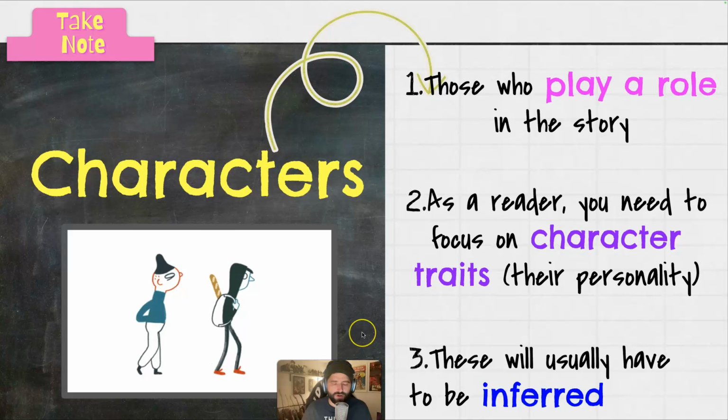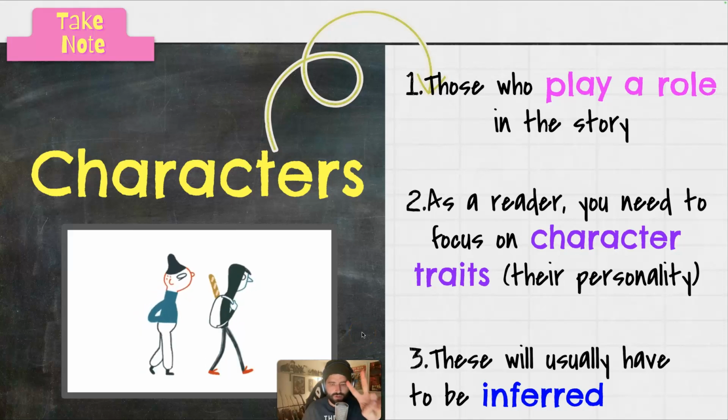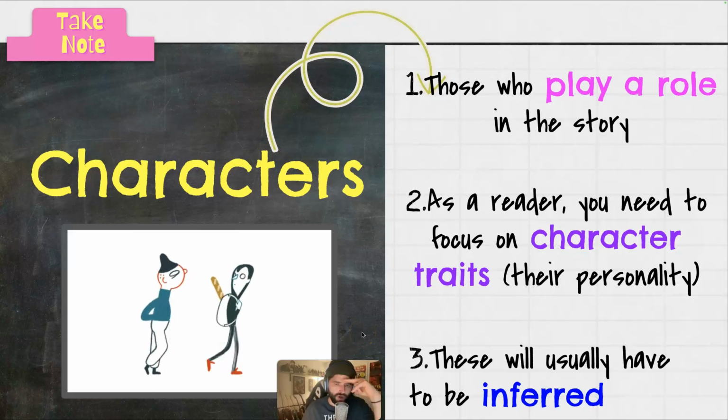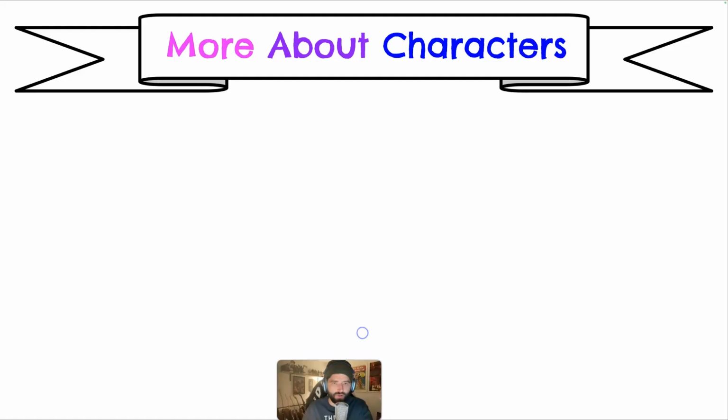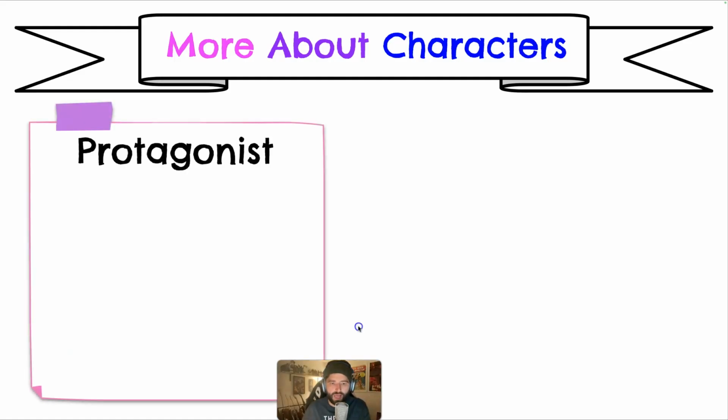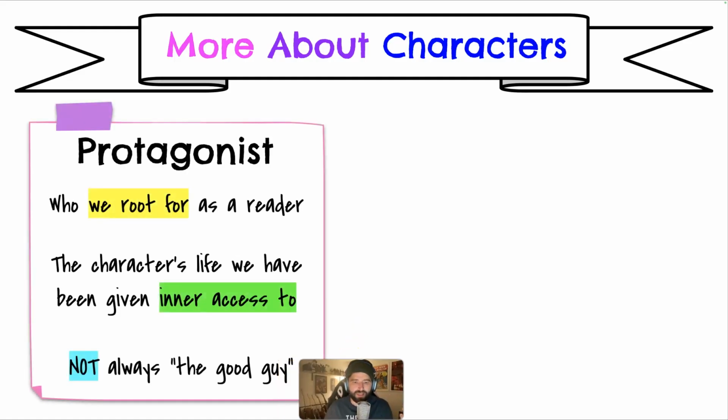The main characters, there are always going to be two main characters. You might already know who they are, but just in case, here they are right here. There are the protagonist and the antagonist. Now, the protagonist is who we root for as a reader, the character whose life we have been given inner access to, and they are not always the good guy. I want you to make sure you understand that.